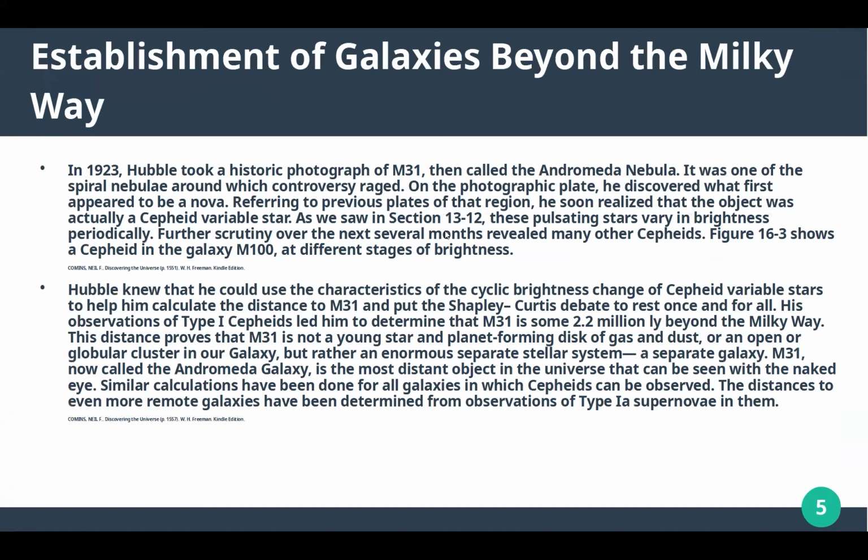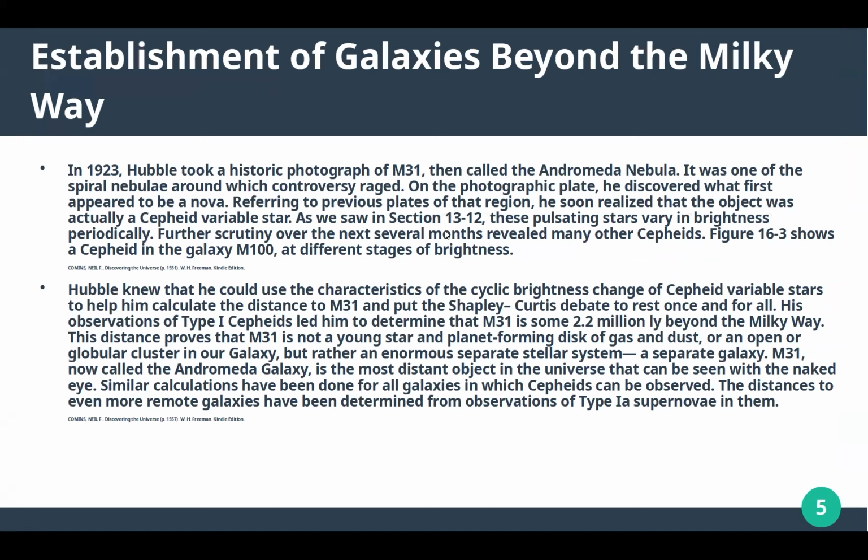Hubble knew that he could use the characteristics of the cyclic brightness change of Cepheid variable stars to help him calculate the distance to M31 and put the Shapley-Curtis debate about whether or not we were in the only galaxy in the universe to rest once and for all. His observations of Type 1 Cepheids led him to determine that M31 is some 2.2 million light-years beyond the Milky Way. This distance proves that M31 is not a young star and planet-forming disk of gas and dust, or an open or globular cluster in our galaxy, but rather an enormous separate stellar system.